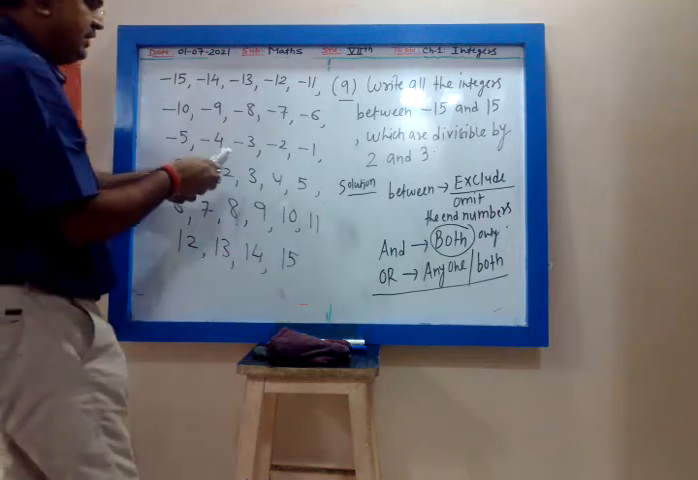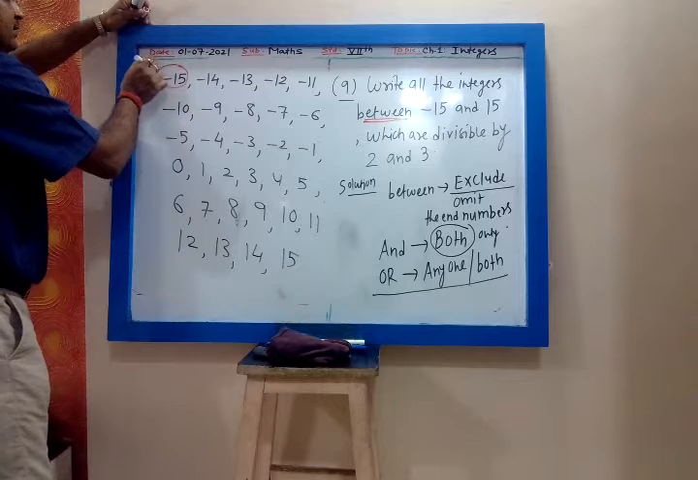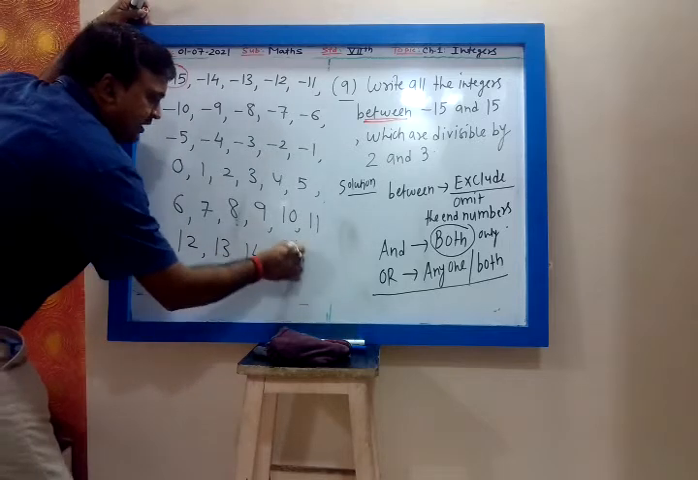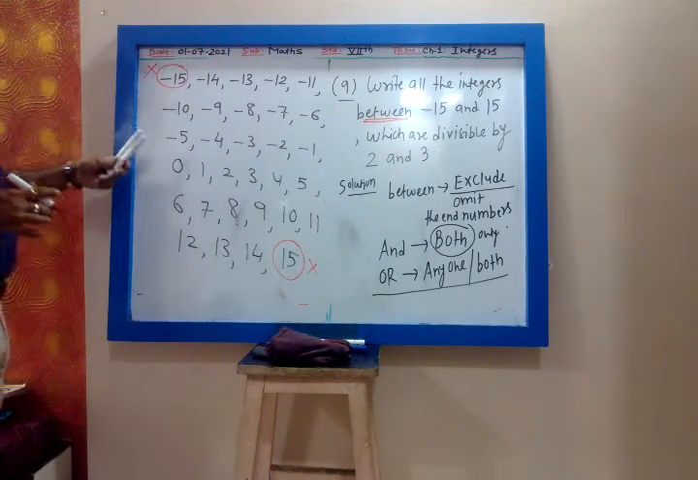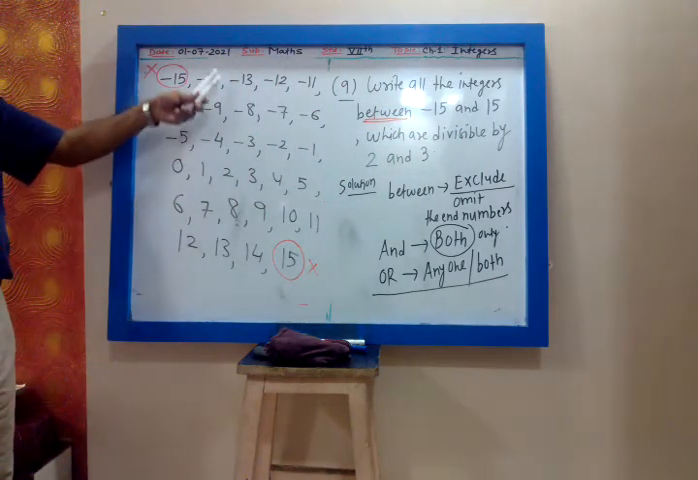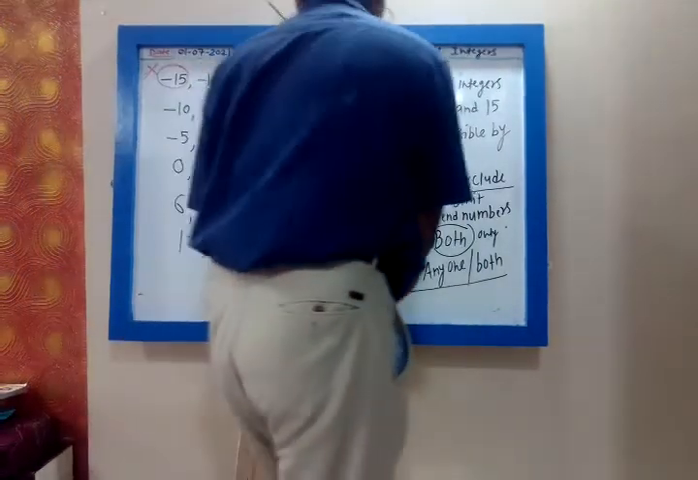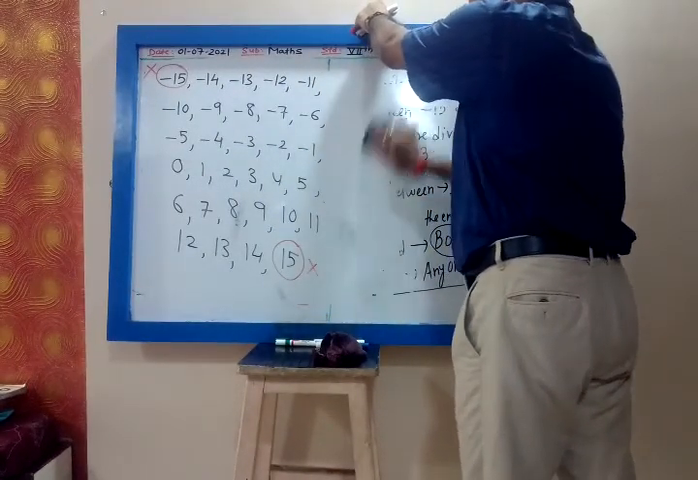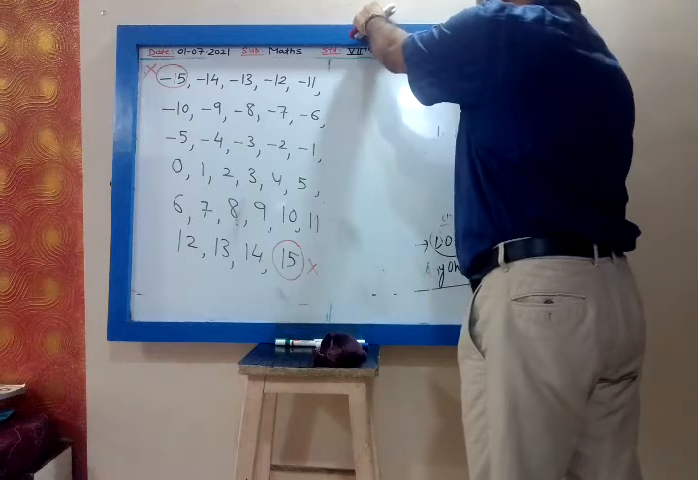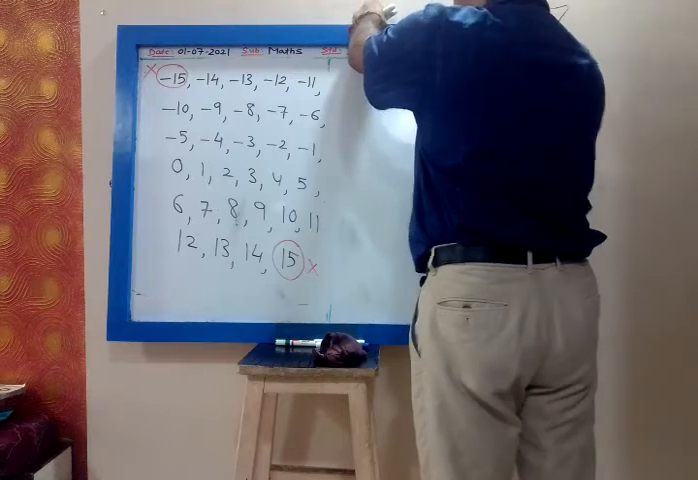But what is there in the question? It is and. It is between. Between means you have to exclude the end numbers. Whenever it is between, you have to exclude the end numbers. So among these integers, we have to find which integers are divisible by 2 and 3 both. If it is divisible by anyone, then I will not consider. The number should be divisible by 2 and 3 both, not anyone.